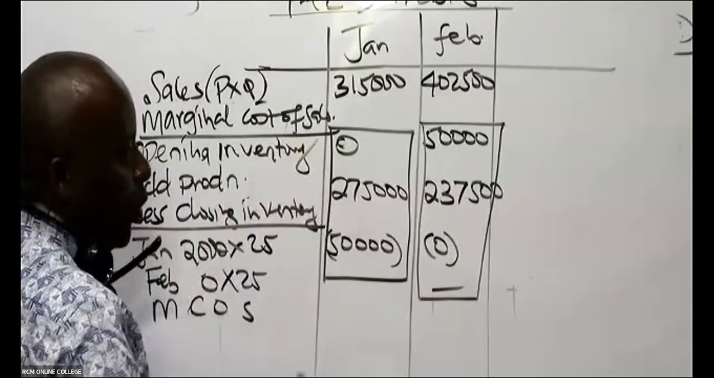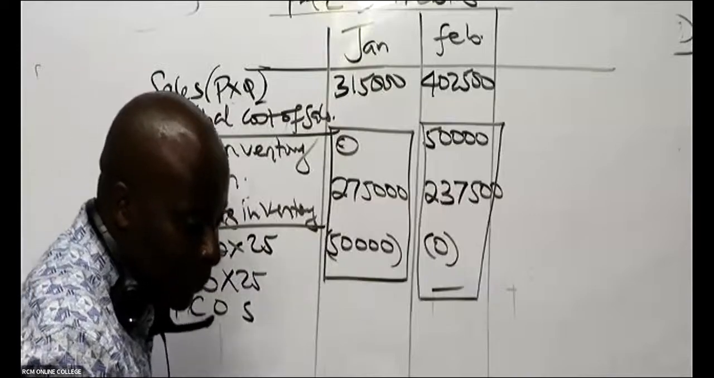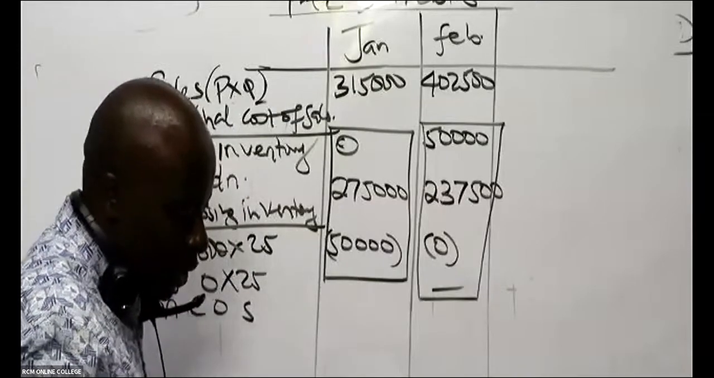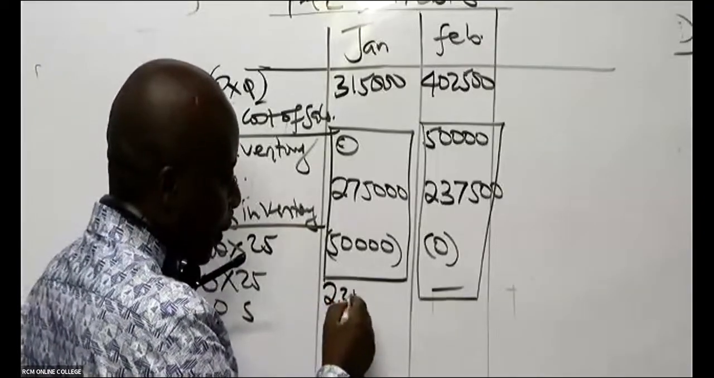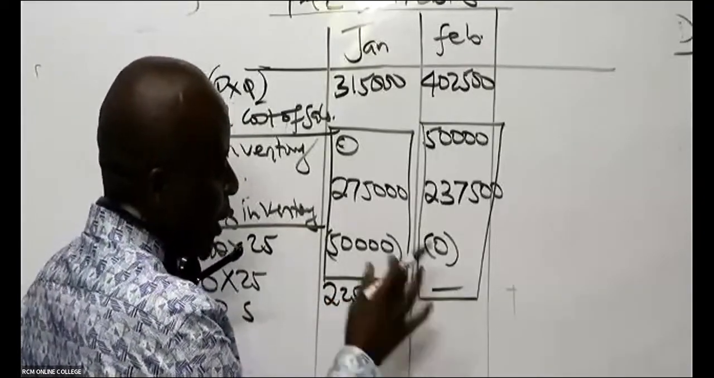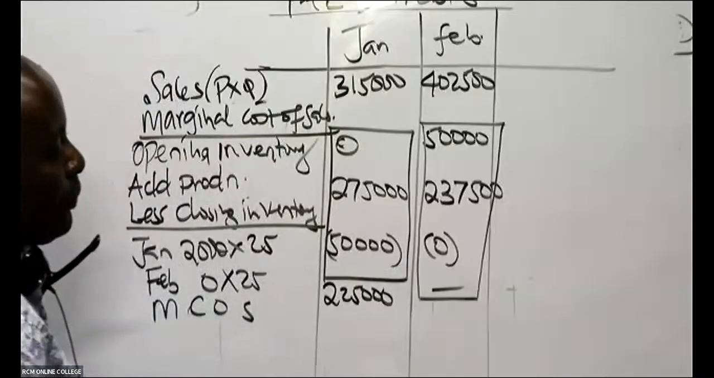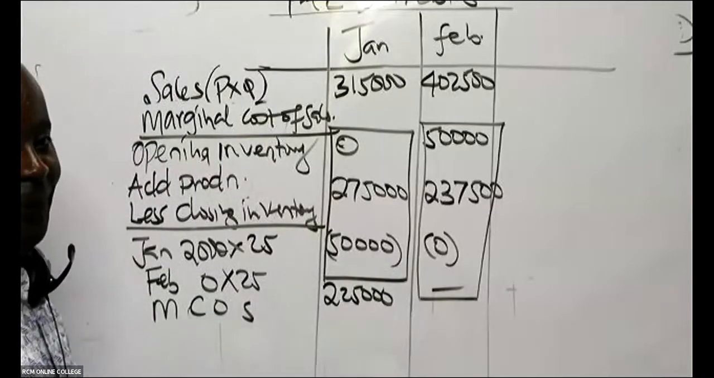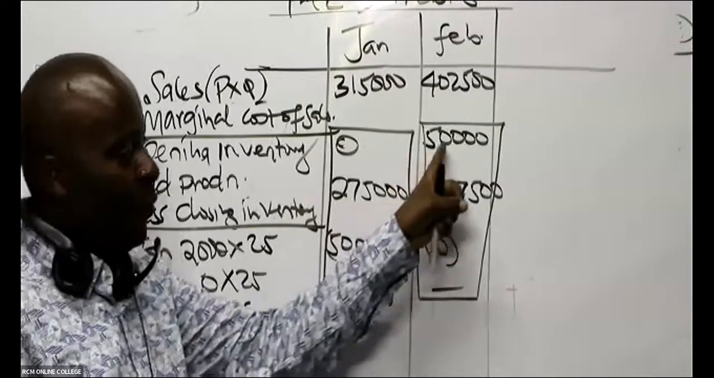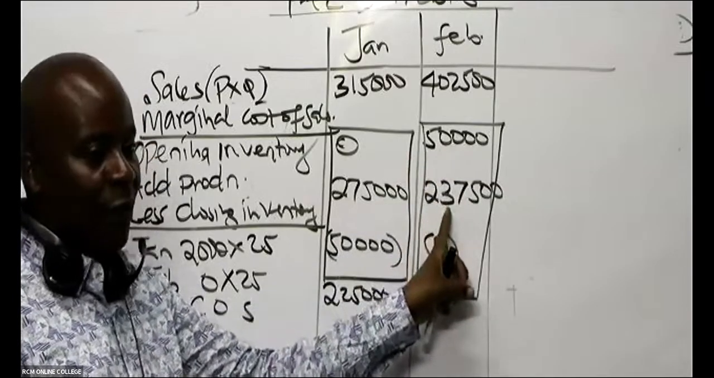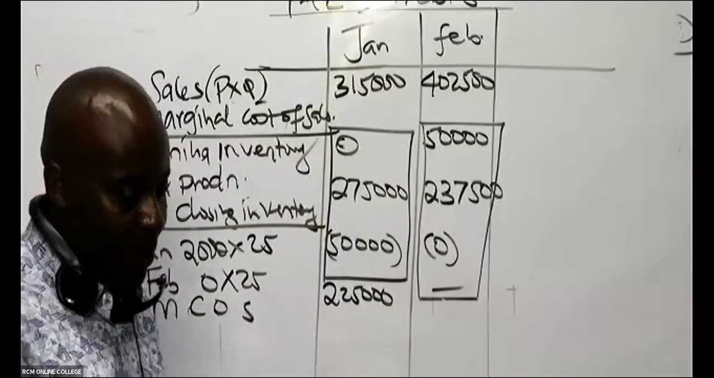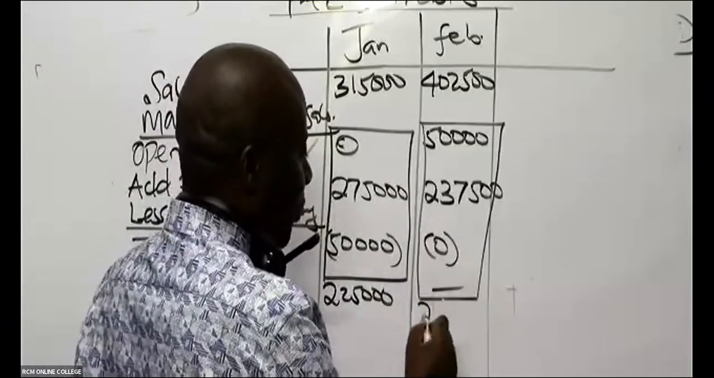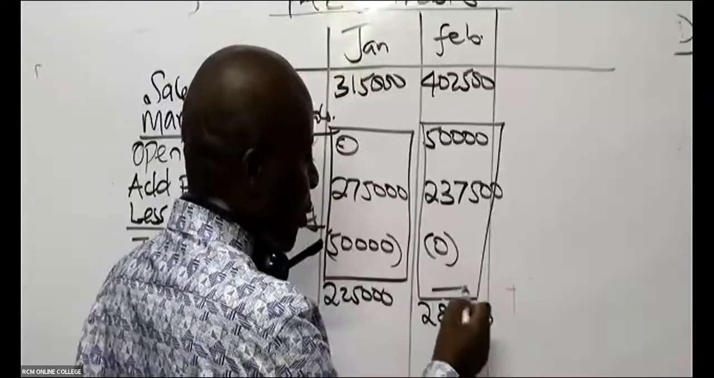So January, what do we have? Oh, it's only my online students now who are talking to me. They are telling me 225,000. How about this one here? The 3 numbers only: 50,000 plus 237,500 minus 0. So it's 287,500. Thank you so much.